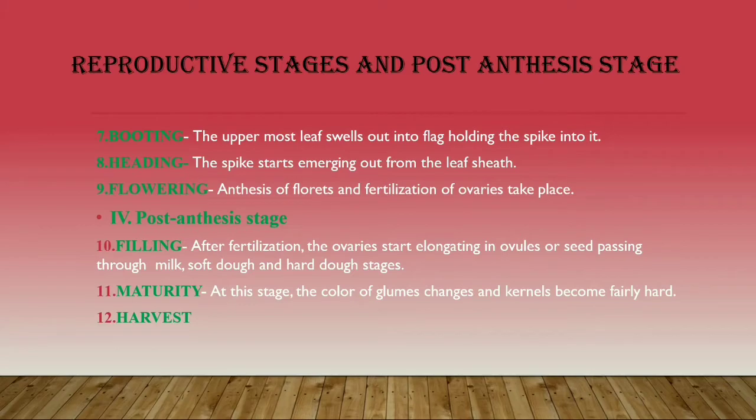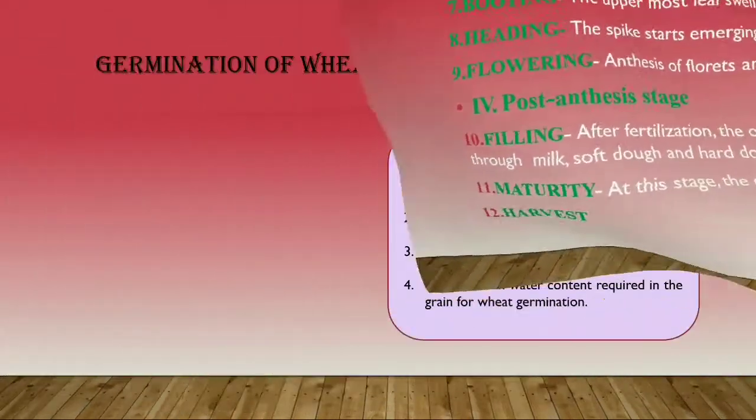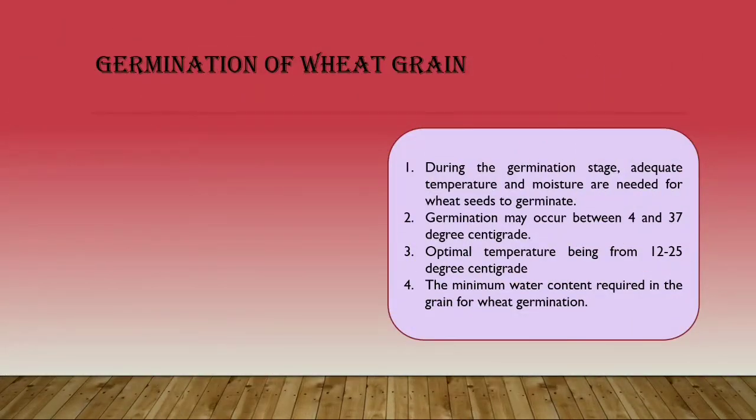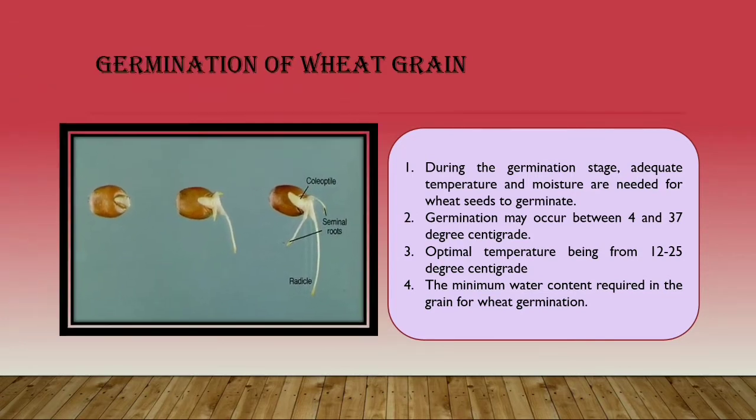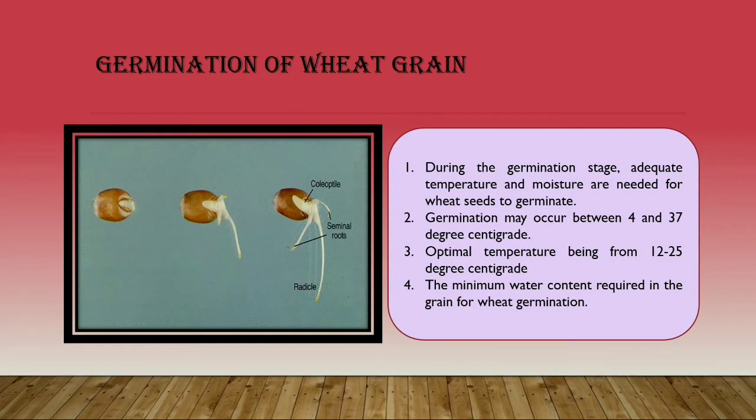Coming to the germination of wheat grain, where you can observe in the image the germination of the wheat grain, which has parts like coleoptile, seminal roots and radicle. And in the germination stage, adequate temperature and moisture are needed for wheat seeds to germinate.